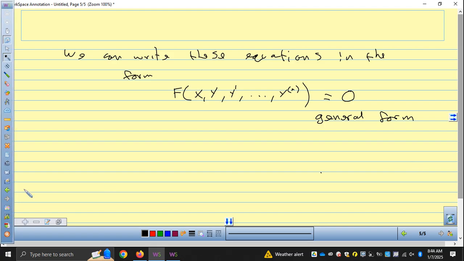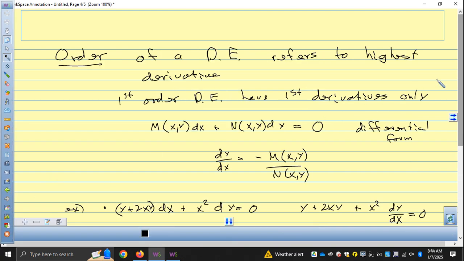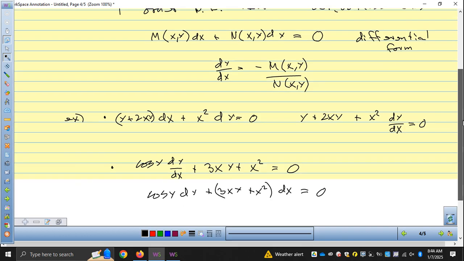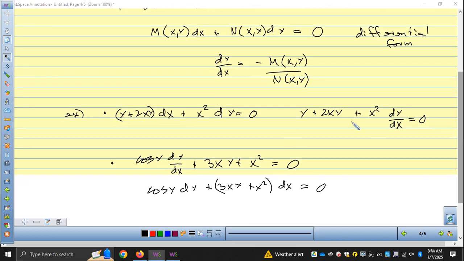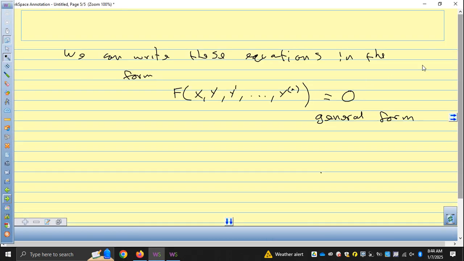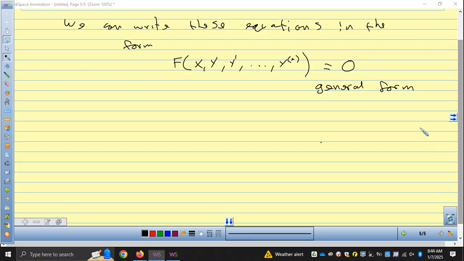So let me go back here. Here our function would be a function of x, y, y prime equals 0. So this would be F of x, y, y prime, y double prime, etc. equals 0. F of x, y, and y prime in this case. So that's the general form of our differential equation.